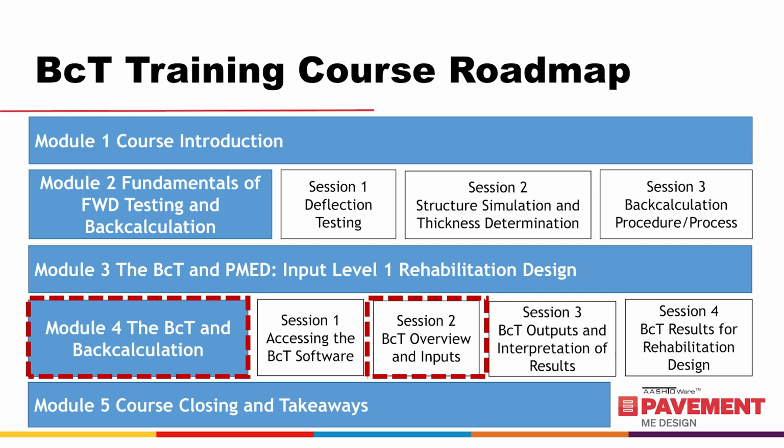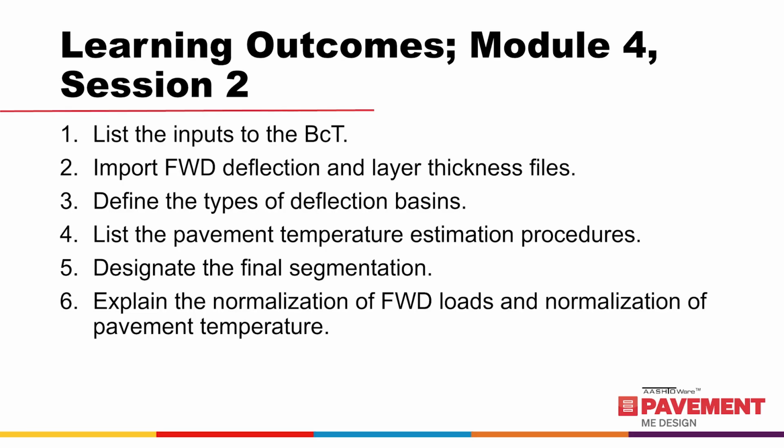As noted earlier for Module 4, a demonstration is included at the end of Session 4 that ties all of the screens together. There are 6 learning outcomes for Module 4 Session 2, which include: list the inputs to the BcT, import FWD deflection and layer thickness files, define the types of deflection basins, list the pavement temperature estimation procedures. The mid-depth temperature of the asphalt layer is important to interpret the outcome from back-calculated values for the asphalt layers. Designate the final segmentation. Explain the normalization of FWD loads and normalization of pavement temperature.